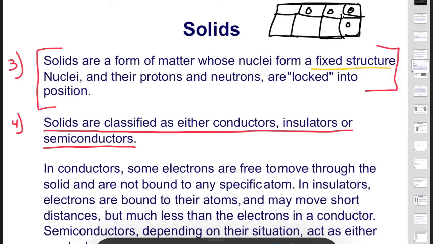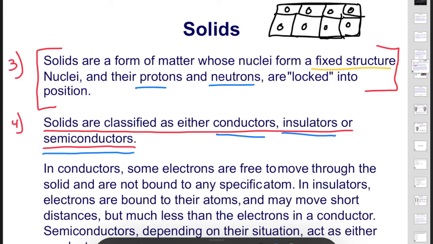That means these circles right here are the nucleus of the atom. They are fixed. That means this nucleus cannot move. It's going to be always at the same position. Now, if these nucleus are fixed structure, that means that protons and neutrons are also locked in this position. The nucleus, protons, and neutrons are locked in that position and they cannot move, and this is what will create a solid. Now, solids are classified in conductor, insulator, and semiconductor.